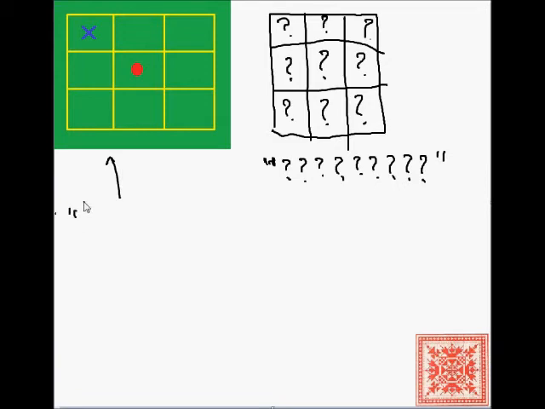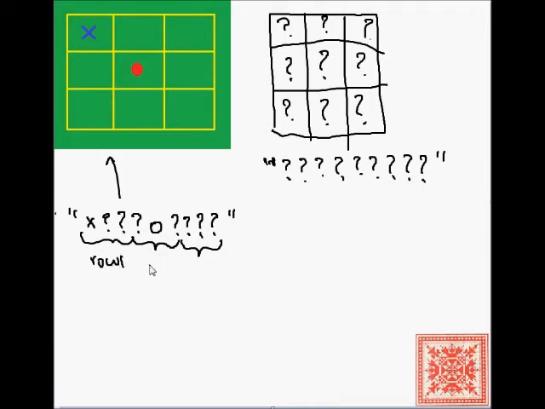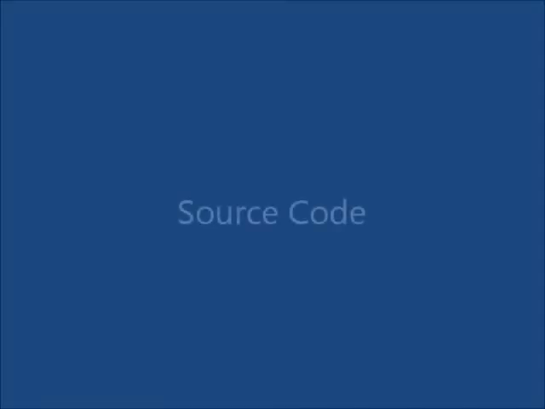So for example, this state can be encoded as: the first row is X, then 2 question marks; then the second row is a question mark, then O, and then another question mark; and the third row is just 3 question marks, because nobody has moved there. So this is the first row, this is the second row, and this is the third row. Okay, so this is how we can encode.